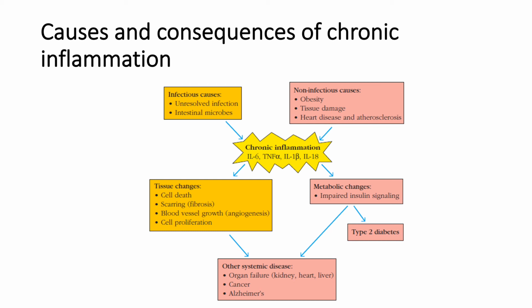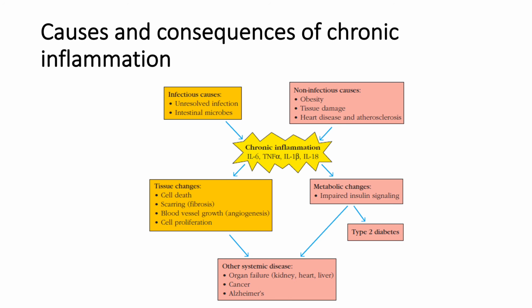Then for non-infectious causes, if somebody is obese for a very long time, or they are having tissue damage, heart diseases, or atherosclerosis, these can result in chronic inflammation. Then as a result of chronic inflammation, tissue changes. Okay, so what kind of changes? Cell death, scarring, that is fibrosis, blood vessel growth, angiogenesis, and cell proliferation. Also, there are metabolic changes such as impaired insulin signaling, which can result in type 2 diabetes.